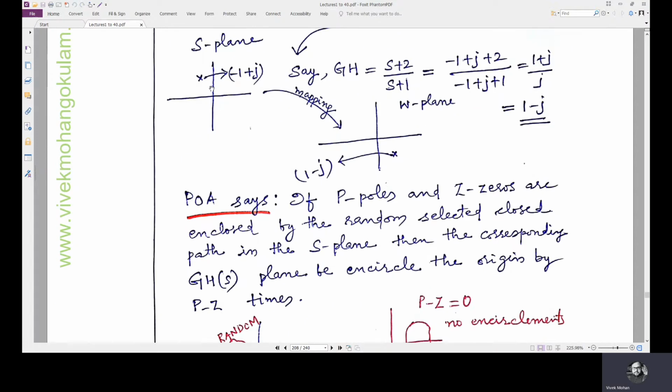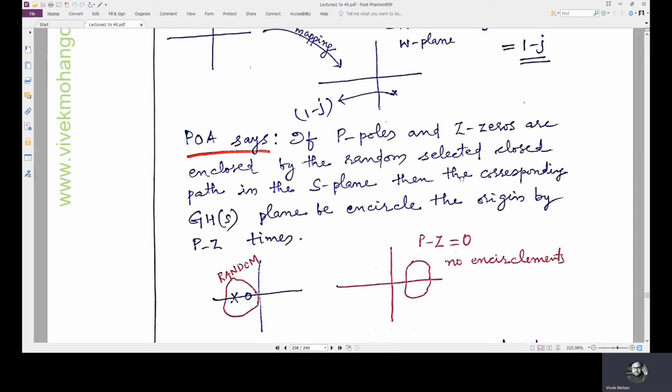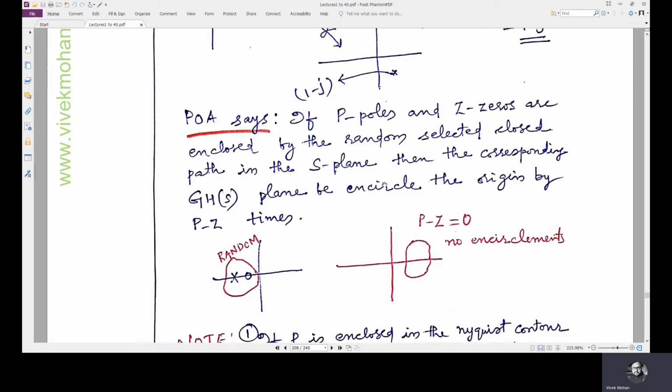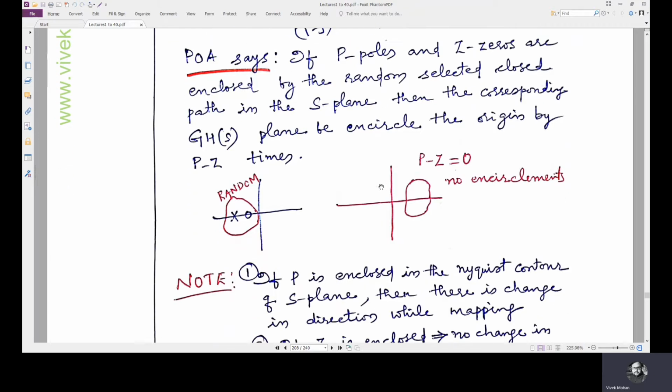Similar to this, for every point in the S plane, we have a mapped point in the W plane. Now the principle of arguments says that if P poles and Z zeros are enclosed by a randomly selected closed path in the S plane, then the corresponding GH plane encircles the origin P minus Z times. That we have already seen in the previous lecture.